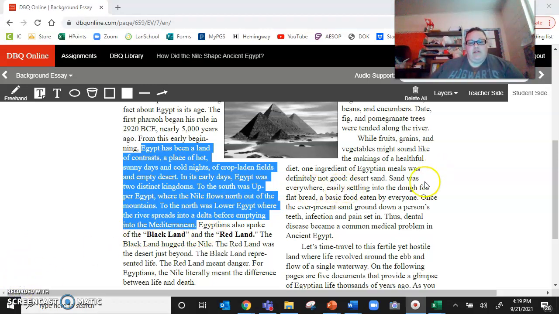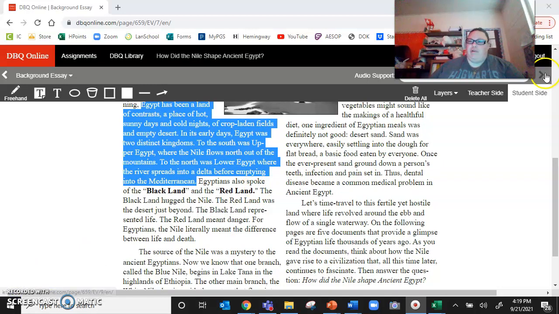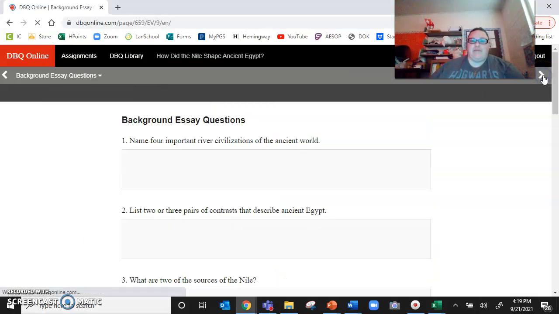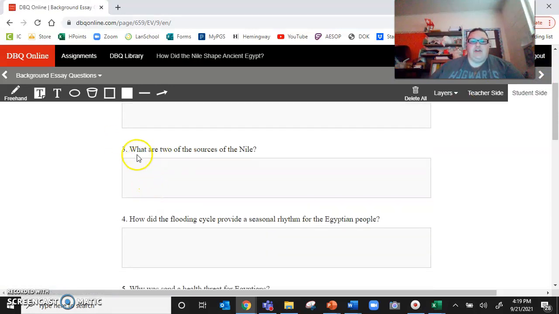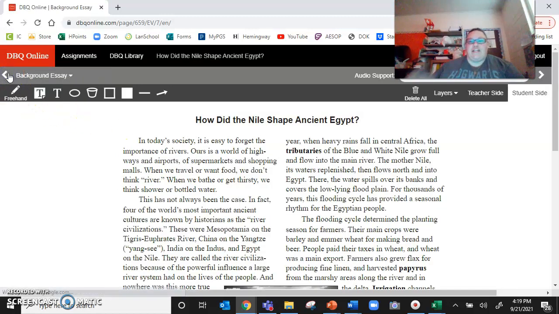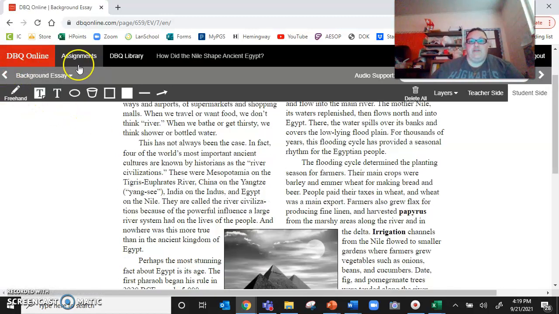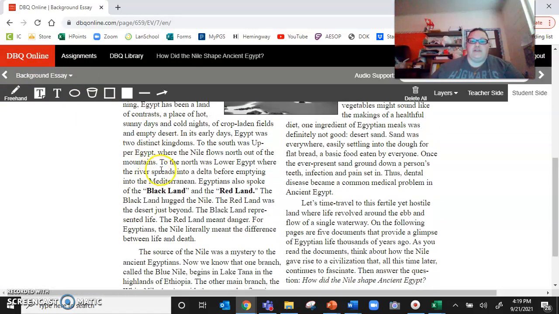From here, oh my gosh, I have forgotten our keyword for question number 3. So we have answered question number 2, moving on to 3. What are 2 of the sources of the Nile? Okay, so that's what we are looking for as we continue on. We're looking for the sources of the Nile.